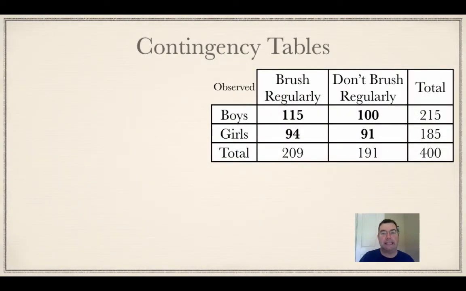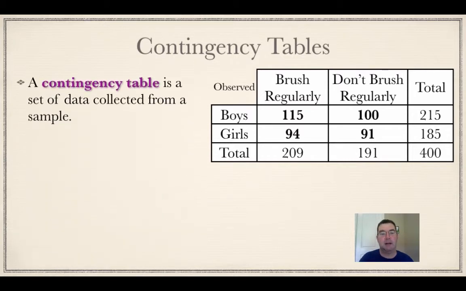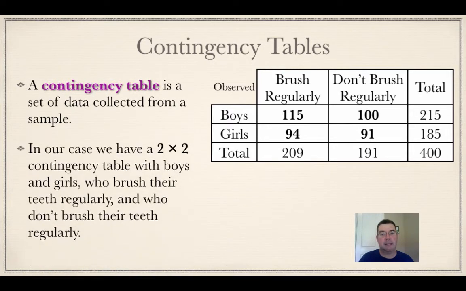We start with a contingency table, and those tables compare two different variables. In this case, I've got boys and girls in the rows, and along the top I've got those who brush their teeth regularly and those who don't. I've done a survey of 400 boys and girls, and the totals are along the right-hand side and along the bottom. So all of my data is there. That's the data that I've collected, and that's how I start.